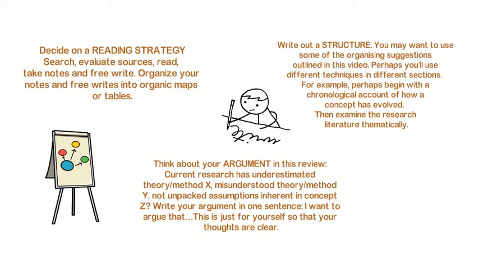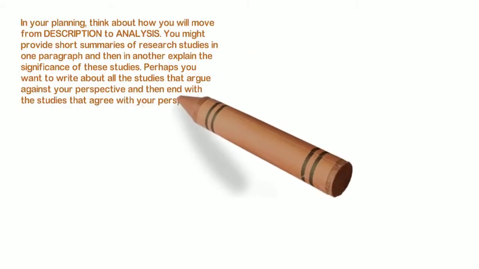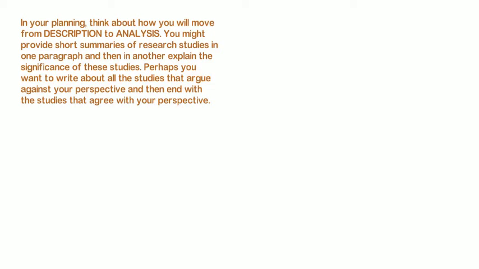Write out a structure or a plan or an outline, and you may want to use some of the organizing structures outlined in this video. You might even want to use several. So for example, you would begin with a chronological account and then move into a thematic organization. In your planning, think about how you'll move from description to analysis, which is essentially summary to analysis.